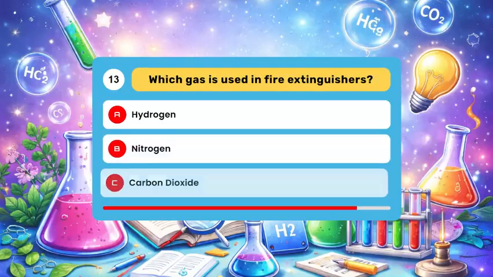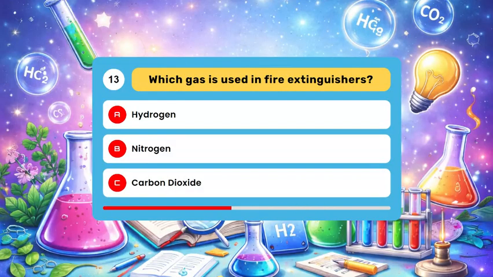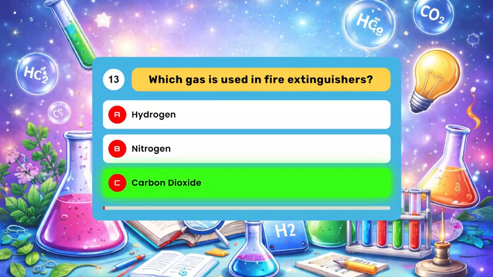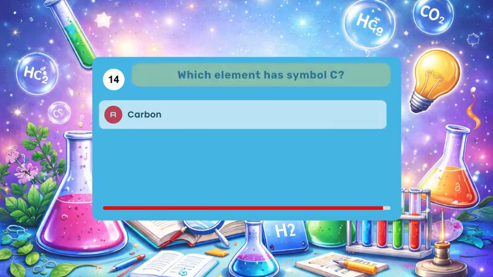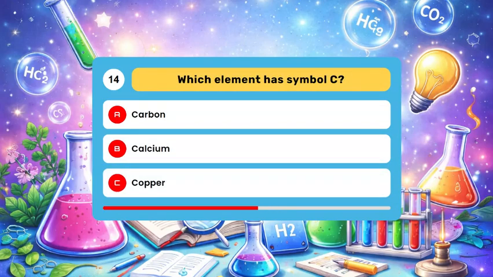What is Avogadro's number? 6.022 times 10 to the power of 23. Which gas is used in fire extinguishers? Carbon dioxide. Which element has symbol C?